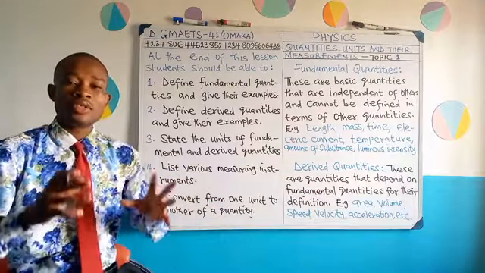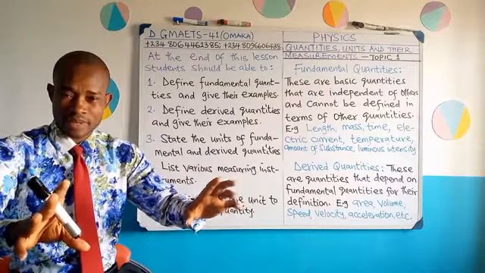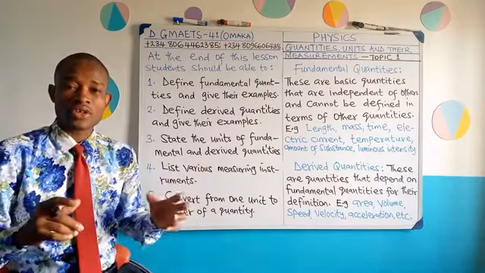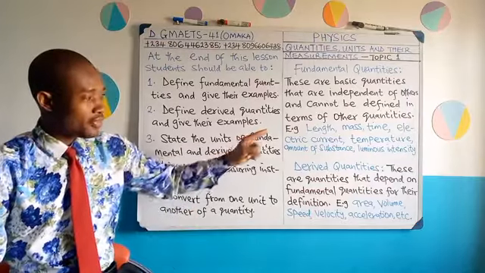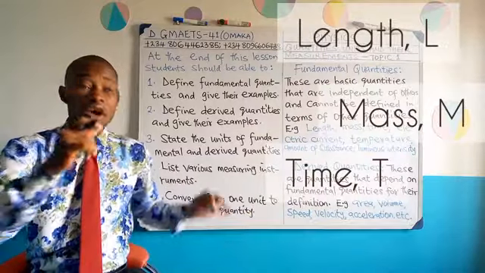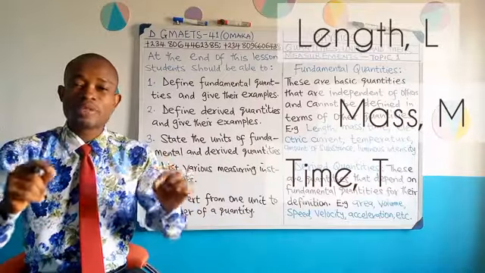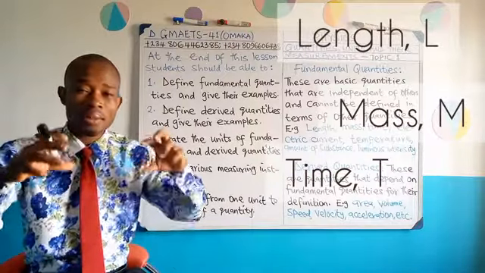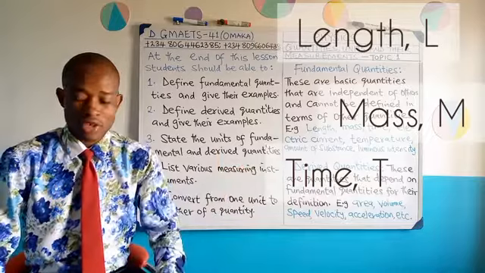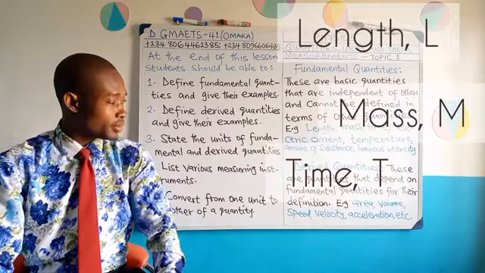Now, out of these 7 fundamental quantities, there are 3 I don't want us to joke with at all, because we are going to make use of them a lot in the study of not just physics, but other aspects of science. These are the first 3: length, mass, and time. As a matter of fact, in our next class, under this same topic, when we deal with dimensional analysis, you will see that these 3 base quantities, length, mass, and time, will be our major focus, which we use in determining the dimension and unit of some other derived quantities. So please don't joke with them: length, mass, and time.